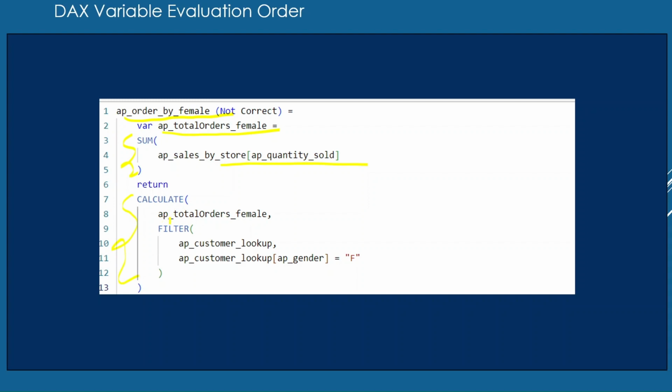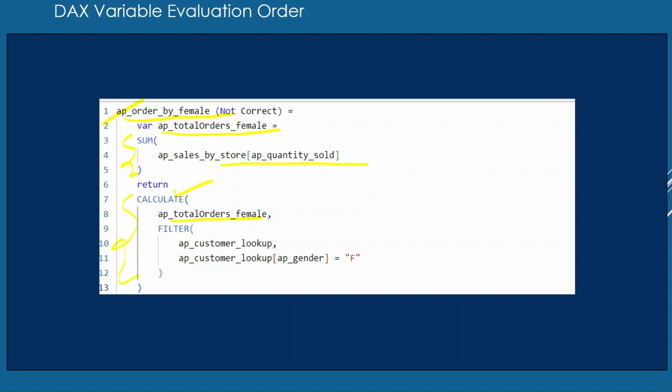we are using this AP total customer, AP total order female customer, and we are trying to modify it with the help of a calculate, which is not correct, because the variable, once it's defined, it can only be referenced, but it will not be modified. But here we are trying to modify it with the help of a calculate function. That's why the output provided by this measure will not be right.